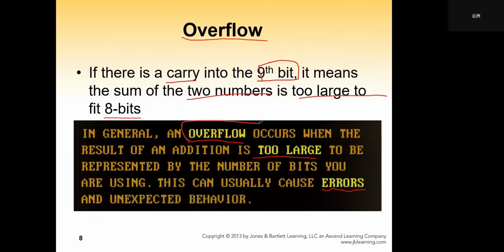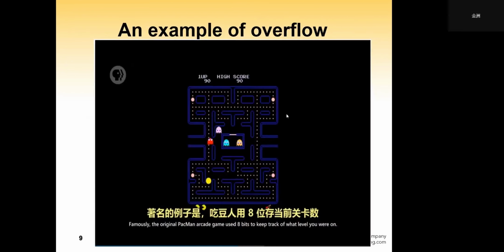So in general, overflow occurs when the result of addition is too large to be represented by the number of bits you are using. This can usually cause errors and unexpected behavior in the computer. For example, I showed a very interesting example here from a game. It's a Pac-Man game. I'm not sure how many of you have played this game earlier. If you played to the last level, the overflow may occur. Let's check this interesting phenomenon.